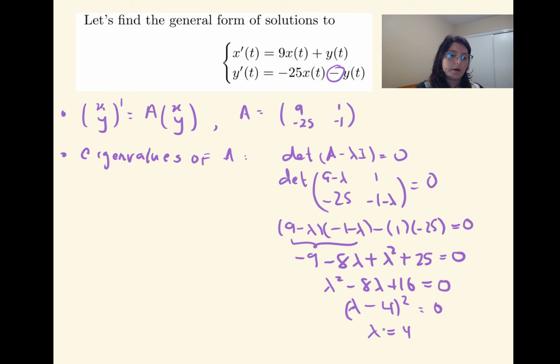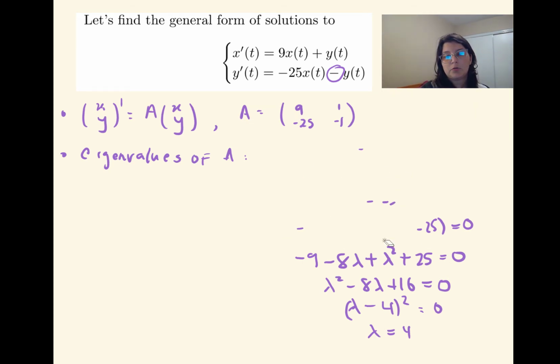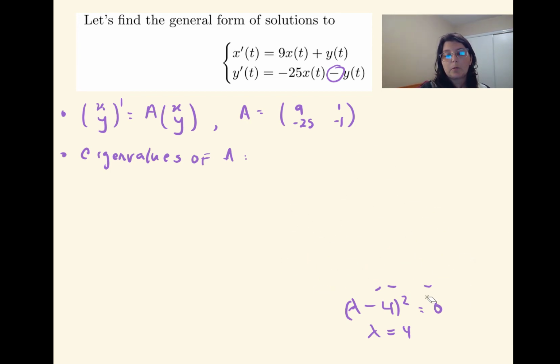Okay, once we find eigenvalues of the matrix, we move on to finding eigenvectors. And since we have one eigenvalue only, and the matrix is not diagonal, we will end up with 2 eigenvectors, one of which is a usual eigenvector, and the other will be a generalized eigenvector.